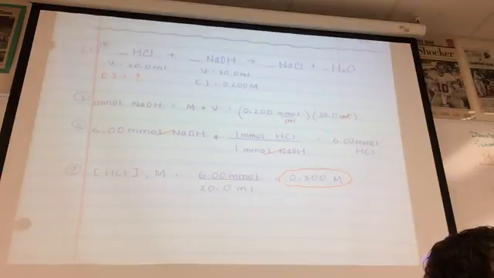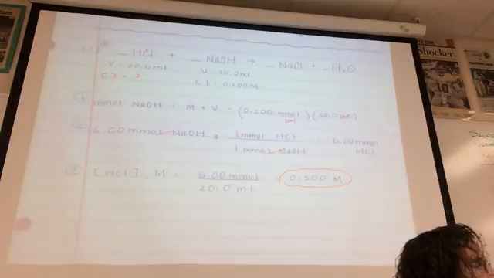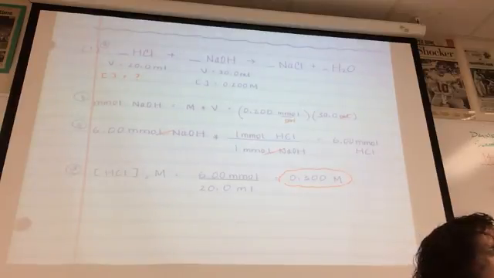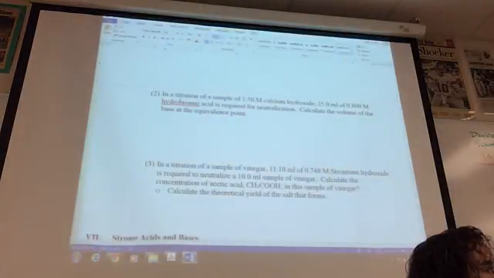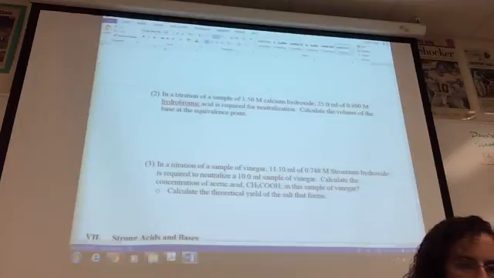All right, in the second problem, it says in a titration of a sample of 1.5 molar calcium hydroxide, 25 mL of 0.8 molar hydrobromic acid is required for neutralization. Calculate the volume of the base at the equivalence point. Okay, let's take a look here.